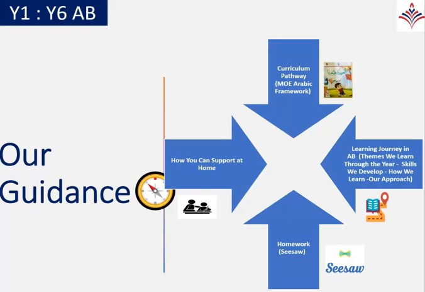Thank you, Ms. Dina. Now, this is our guidance from year 1 to year 6, Arabic B. For Arabic B, we send the homework or home learning on CISO every Friday. You can find it by opening the Arabic page. It's not the homeroom page, it's the Arabic page. They have a separate CISO page. Please, if you cannot find it, log out and then log in. Then you can find the Arabic CISO page.